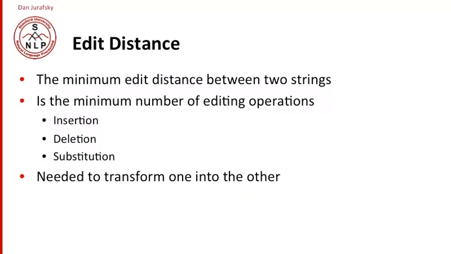The minimum edit distance between two strings is the minimum number of editing operations, insertion, deletion, and substitution, that are needed to transform one into the other. We generally use these three editing operations: insertion, deletion, and substitution. You can imagine more complicated transpositions and long distance movements, but we tend to avoid those.